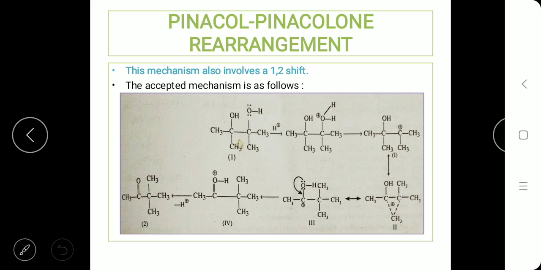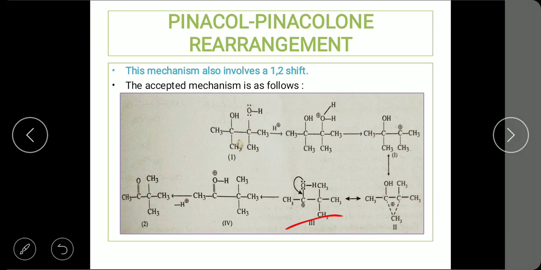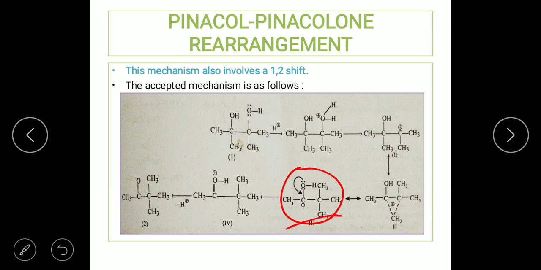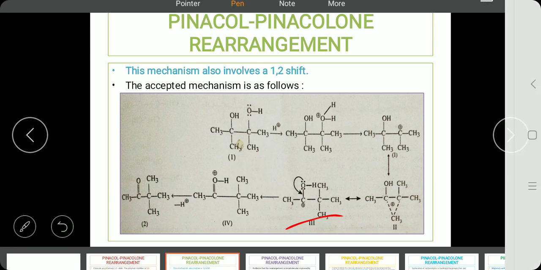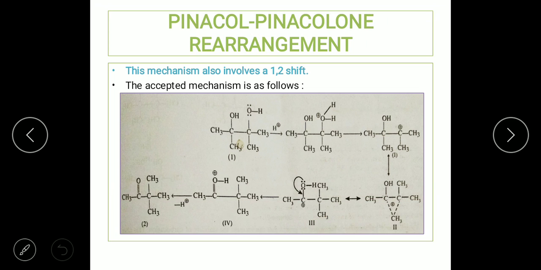After this shift happens, the bridged carbocation gives rise to the Roman number 3. So this gives rise to this intermediate here. How did we get this intermediate? By the 1,2 methyl shift. The methyl group from the second carbon moved towards the positive carbon, and after the methyl group moved, there is a positive charge on the adjacent carbon atom. You can see here that the positive charge has shifted to the adjacent carbon atom.